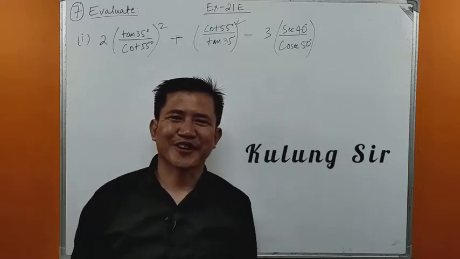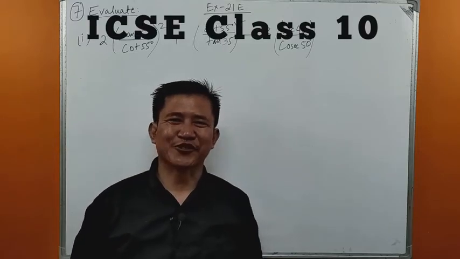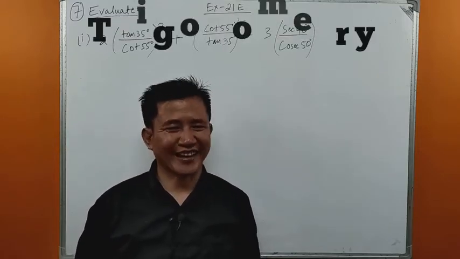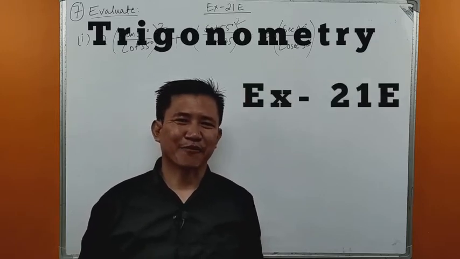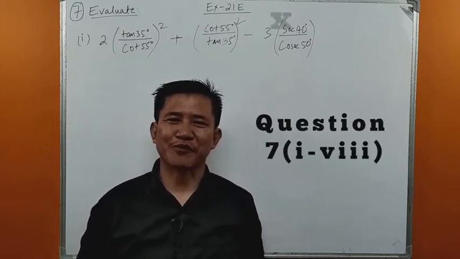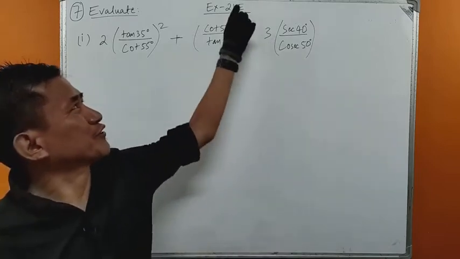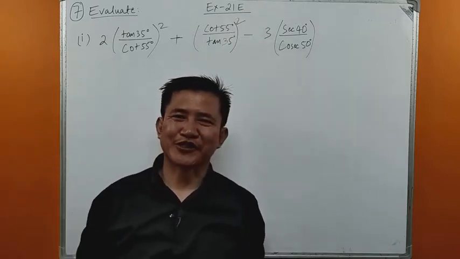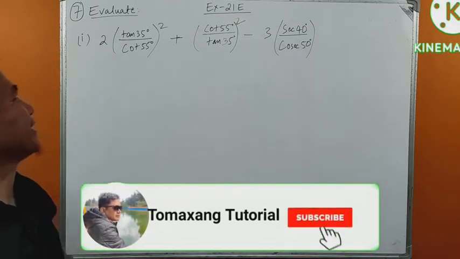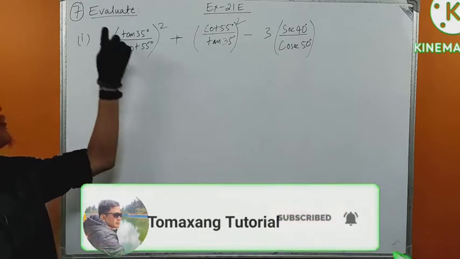Hello students, welcome back. So we are doing exercise 21E, prove trigonometrical identities. In our previous videos we have completed till question number 6 from this exercise, and today we'll start from question number 7 onward. Okay, so let's begin. So this is question number 7.